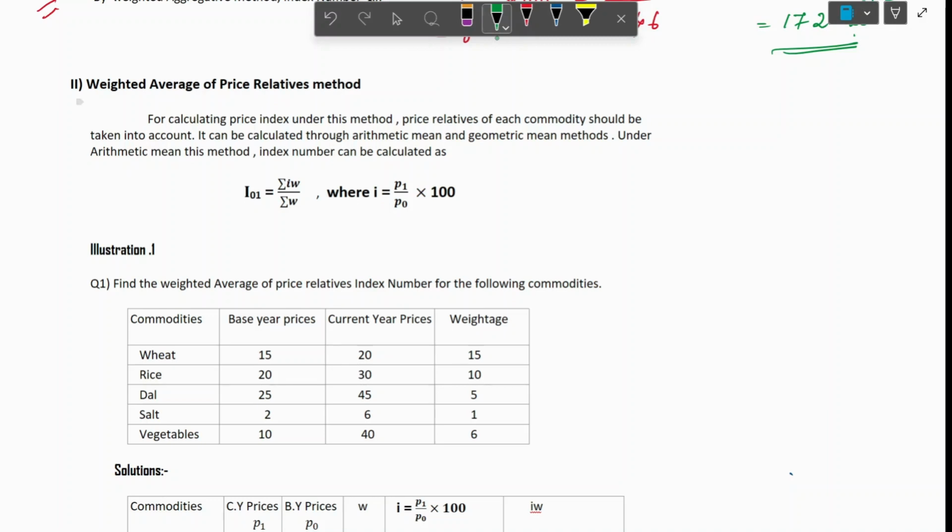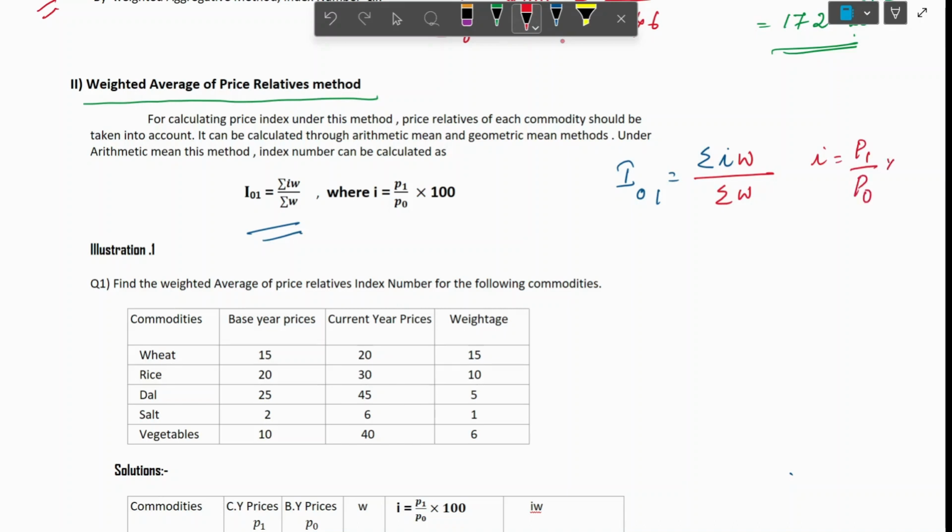Next topic, weighted average of price relative method. That is the second method we are going to discuss. How do you write the formula? I01 equals summation of I into W divided by summation of W. And what is I? I equals P1 divided by P0 into 100. This is the formula. Now read the question. We are going to solve the question here.